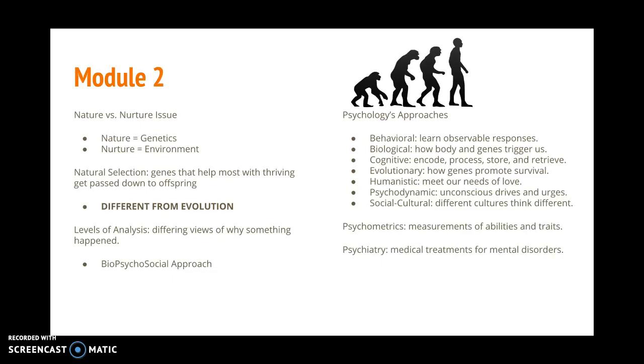society. Here are a couple terms that you will need to know, which is psychometrics. Psychometrics is a measurement of abilities and traits that a human has. And psychiatry is the medical treatments for mental disorders. Remember that there is a difference between psychiatrists and psychologists. Psychiatrists prescribe medication to the patients. Psychologists do not.